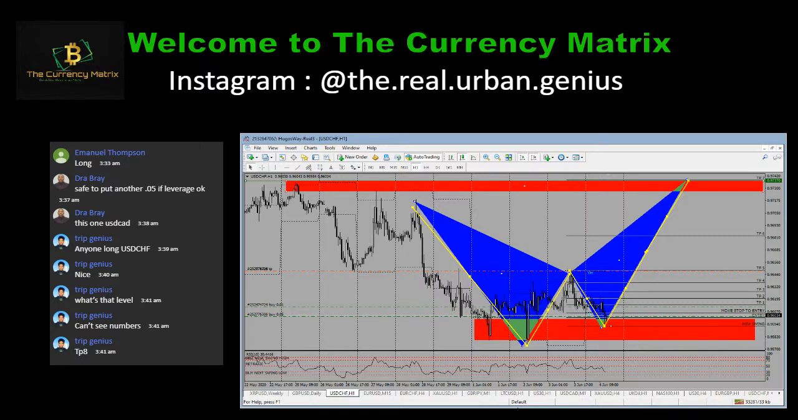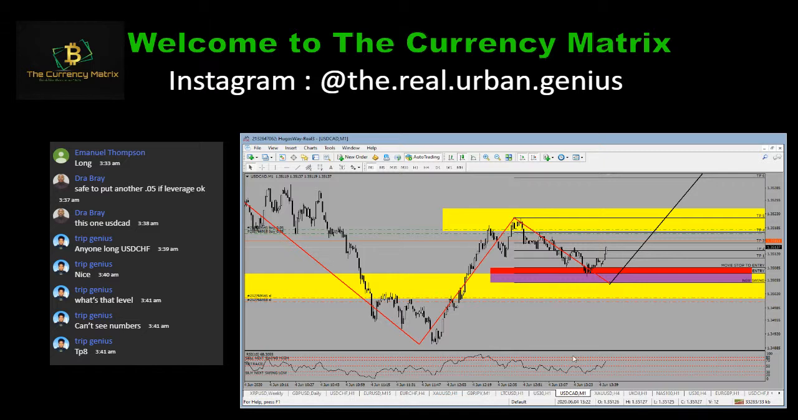Which pair, Trip? But the USD CHF and the USD CAD trades are moving into profit. So hopefully you guys were able to grab those. Both of them are moving into profit.